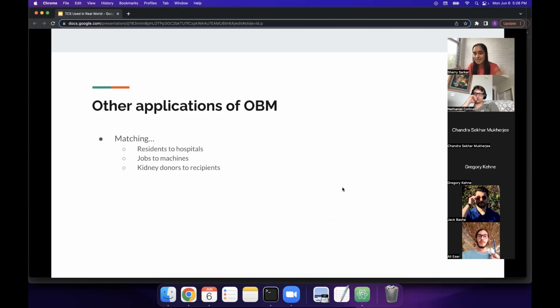So I talked about the digital marketing or digital advertising framework for online bipartite matching, but as you can imagine, an assignment problem is going to have applications in a lot of other places. You might be interested in assigning residents to hospitals, jobs to machines, or even kidney donors to recipients. Yeah, so there's already a huge body of work in online bipartite matching, but it just grows even bigger when you consider the assignment problem in general.